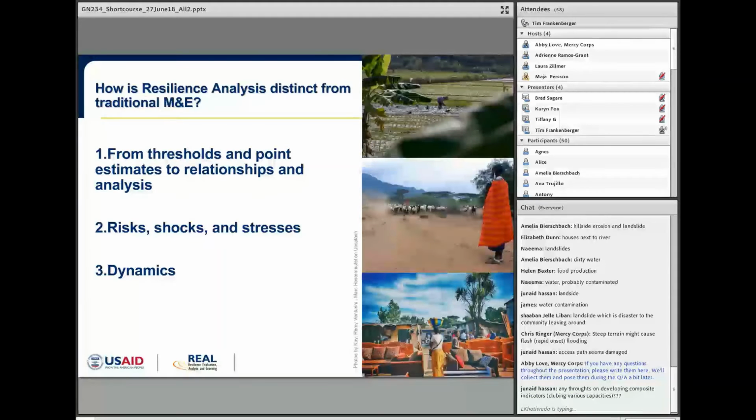Okay, so one of the things that's really important about resilience analysis is we're moving away from thresholds or point estimates to looking at relationships between variables. We're particularly interested in how shocks, stresses, and the risks associated with that are affecting people's well-being, how the capacities that people are engaging in actually mediate those shocks and stresses. And we want to look at those relationships over time. So if people are well adapted to the shocks in the short term, does that continue over the longer term? Because people aren't really resilient if they deplete all of their capacities or all of their resources within a year or two, then their ability to manage that next set of shocks goes down dramatically.